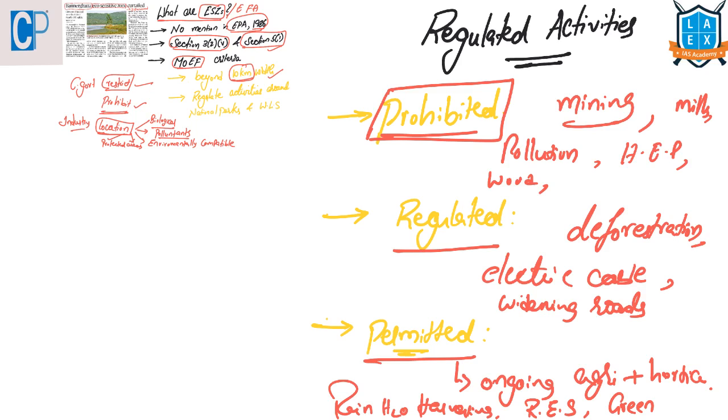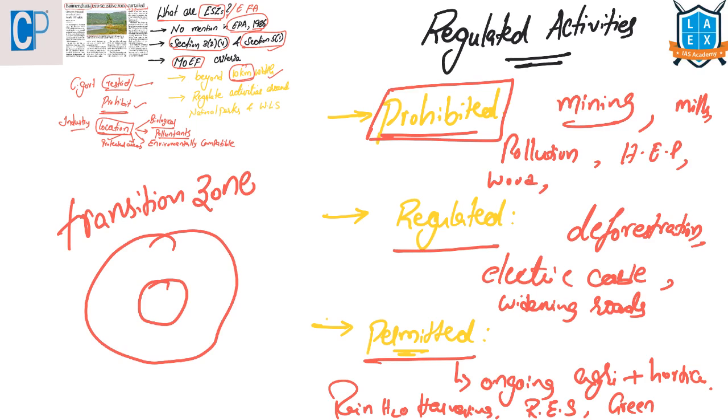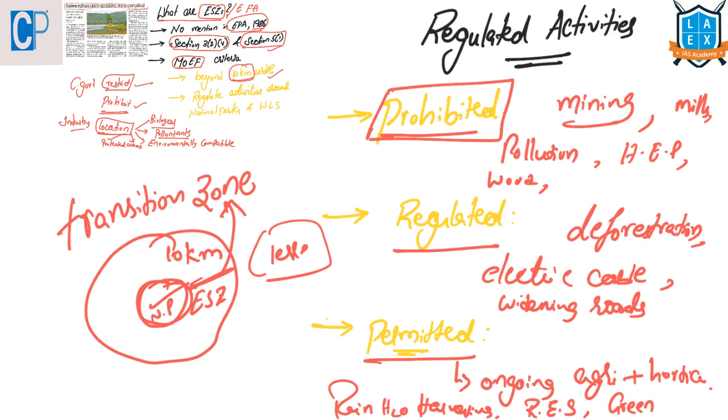To put it simply, we can say that this eco-sensitive zone will act as a transition zone. This is the national park, and the 10-kilometer area around a national park is considered an eco-sensitive zone. Here the normal activities go on. This eco-sensitive zone acts as a transition zone from areas of high protection, this national park which is fully protected, to areas involving less protection.